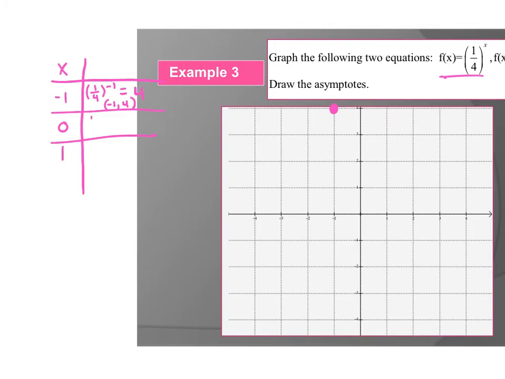Next we're going to plug in 0. What's 1/4 raised to the power of 0? 1. So then our point is 0, 1. So we stay at 0, go up 1. And then next we plug in 1. So we have 1/4 raised to the power of 1, which is just 1/4. So our point is 1, comma, 1/4. So we go to the right 1 and up 1/4. Once we have our 3 points, we can graph our exponential function.